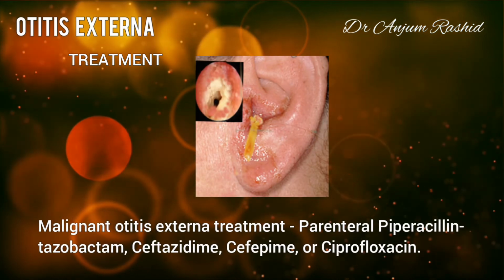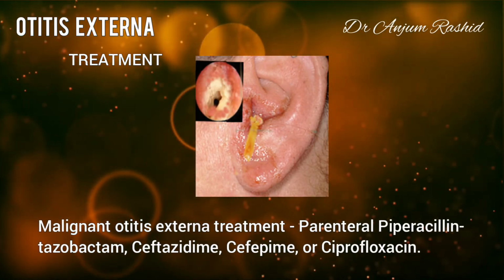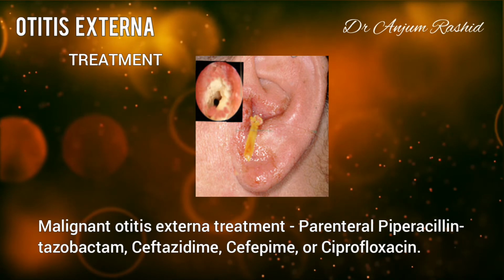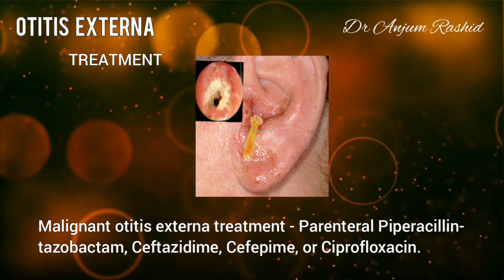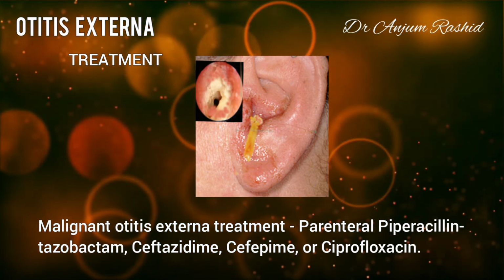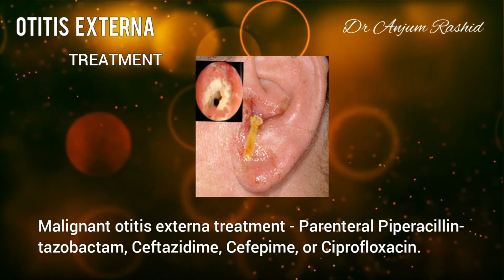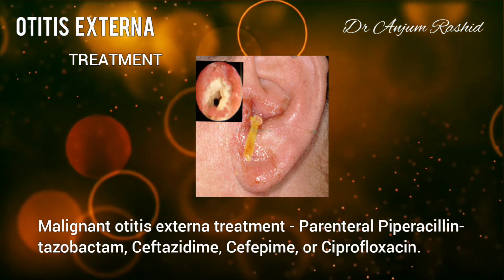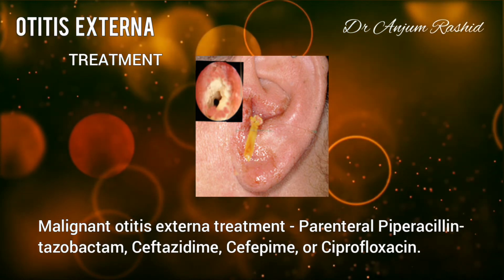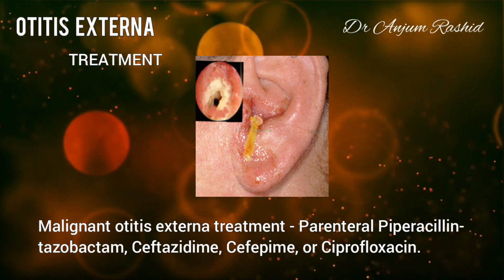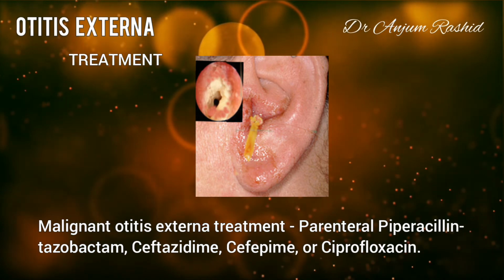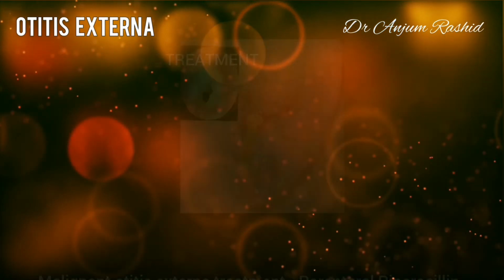Now, malignant otitis externa is treated by parenteral antimicrobials with activity against Pseudomonas aeruginosa. These include extended spectrum penicillin such as piperacillin tazobactam, cephalosporins such as ceftazidime and cefepime, or fluoroquinolones such as ciprofloxacin.